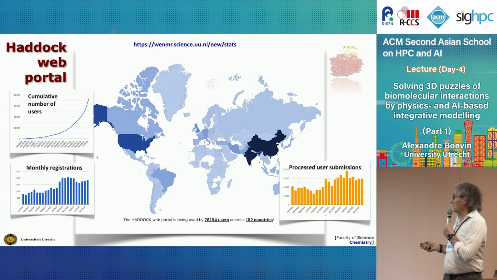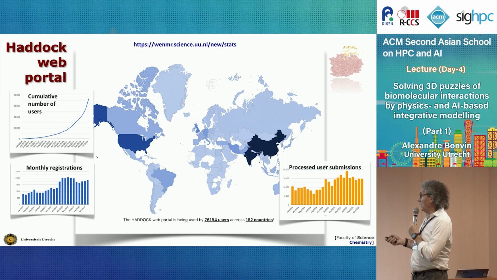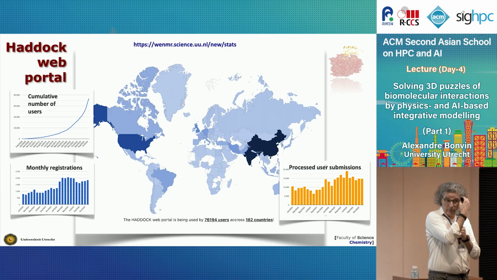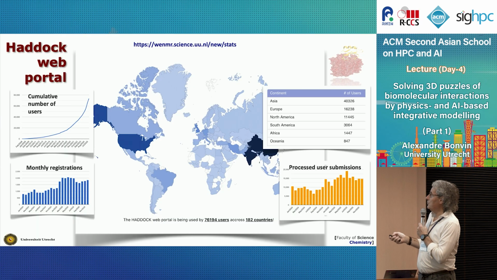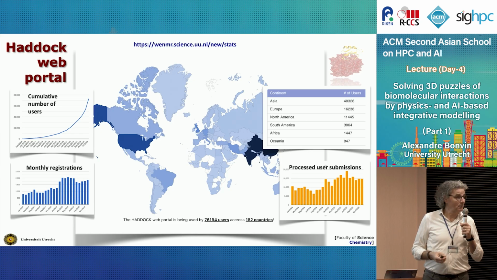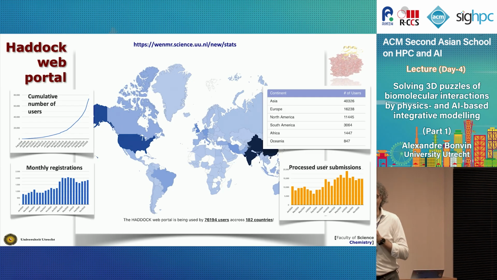This is the number of docking runs that are processed by the server every month, so that's on average around 15,000 per month since last year. And this is the distribution of users. So you see out of 76,000, 40,000 are coming from Asia. Okay, so this region is representing a large fraction of the usage.